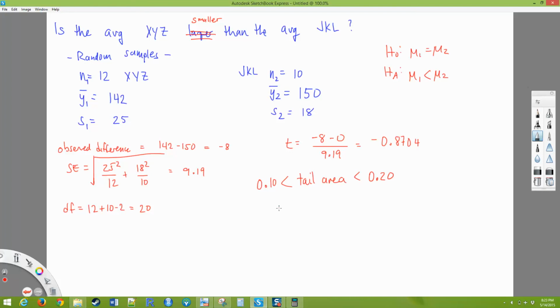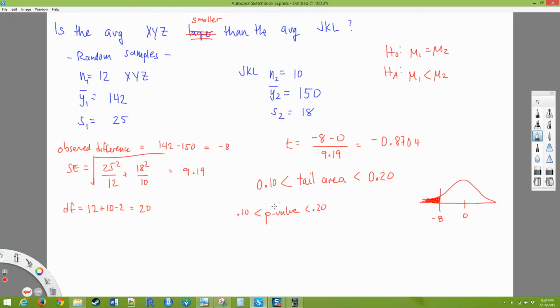Okay, and so in our little picture, I would be centered at 0, and I'm observing a difference of -8. And we say, how much is in this tail? Over here, the area in our tail is between 10 and 20%, and that will be our p-value. So our p-value is also less than 20%, greater than 10%.